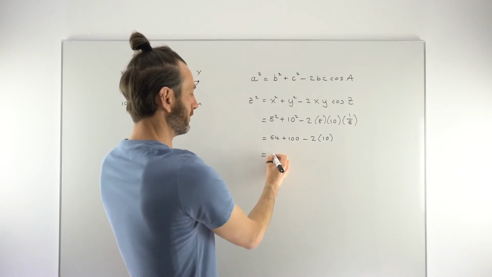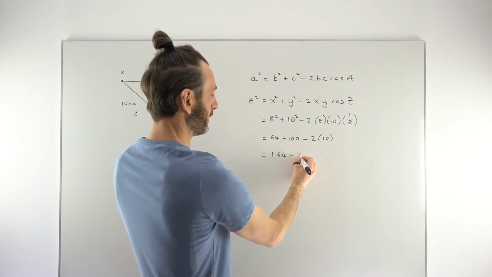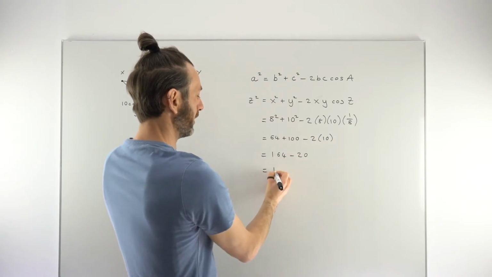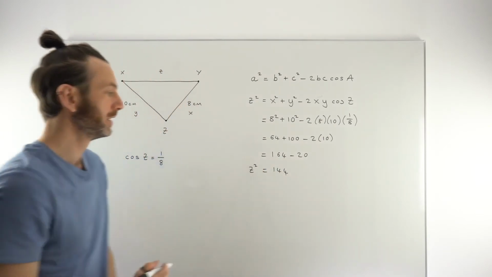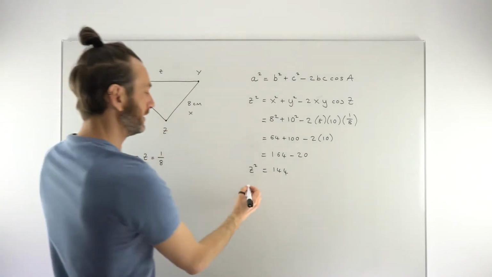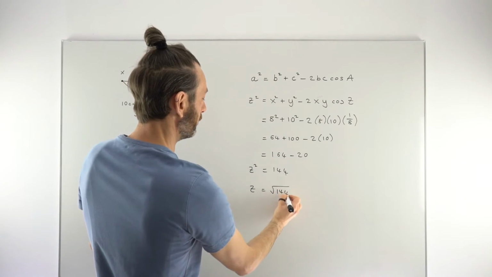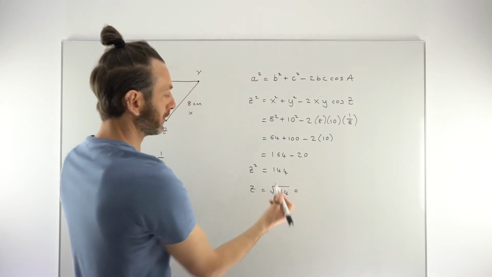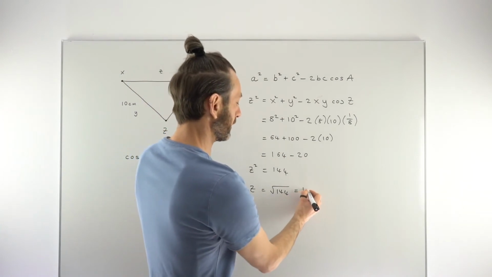These two add together to be 164. 2 times 10 is 20 obviously, so like this. They subtract to give you 144. And remember at this point this is still z squared. So 144 would obviously be way too big for the diagram, but we still need the square root. So our z is equal to the square root of 144. This is a non-calculator question, but hopefully you recognize that number. It is a square number. Square root of 144 is 12.